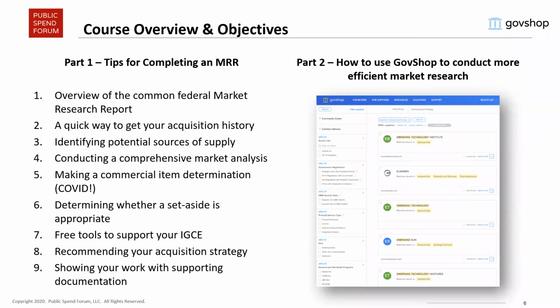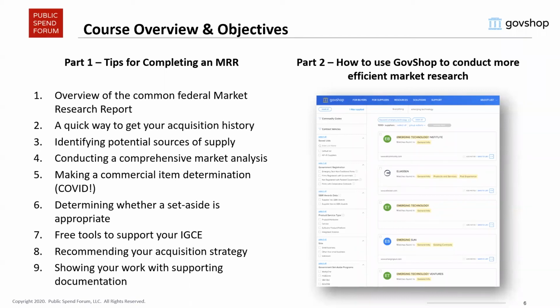We'll go through a quick way to do all of the elements of that market research report, from the acquisition history to potential sources of supply, doing the market analysis that's necessary, making a commercial item determination, and we're going to bring in some current events on that as well. A big part of market research is determining whether a set-aside is appropriate. We'll share some free tools to support your Independent Government Cost Estimate, the IGCE, lots of acronyms here. And finally, to the recommendation of your acquisition strategy.